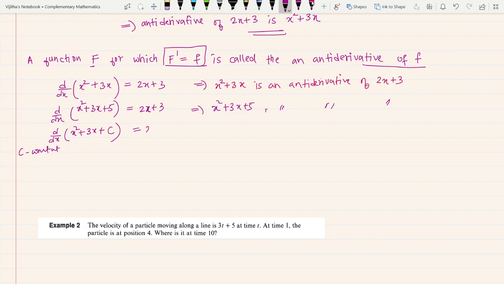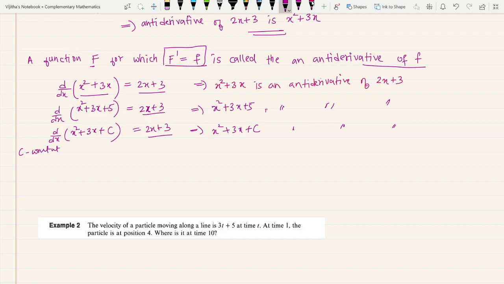So this will give you 2x plus 3. So this implies that x square plus 3x plus c, where c is a constant, is an antiderivative of 2x plus 3. So it means that the antiderivative is not unique. There are so many antiderivatives corresponding to a function 2x plus 3. You can see that the derivative of all these functions is 2x plus 3. So antiderivative is not unique.